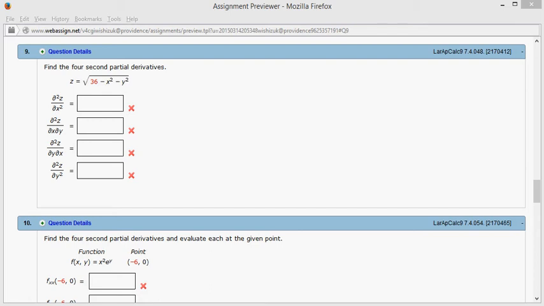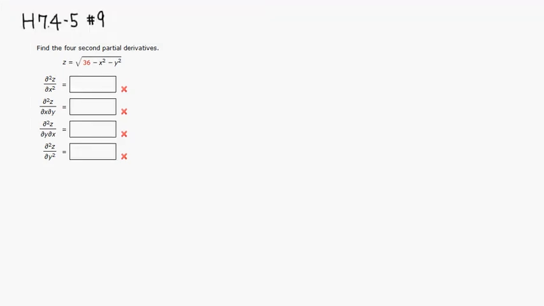Alright, let's look at the homework 7.4, 7.5, problem number 9. Let's see if we have these four different second partials. Let's do a couple of these since it seems redundant to do all of them. Alright, so let's do that.